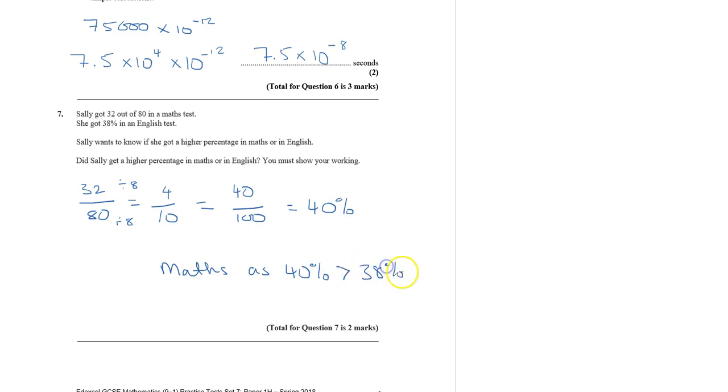Now we can change this by dividing both by 8, into 4 over 10. So dividing by 8 each time. Now if we multiply top and bottom by 10, we would get 40 over 100, which is 40%. Therefore, did she get a higher percentage in maths or English? She got a higher percentage in maths, as 40% is bigger than 38%.